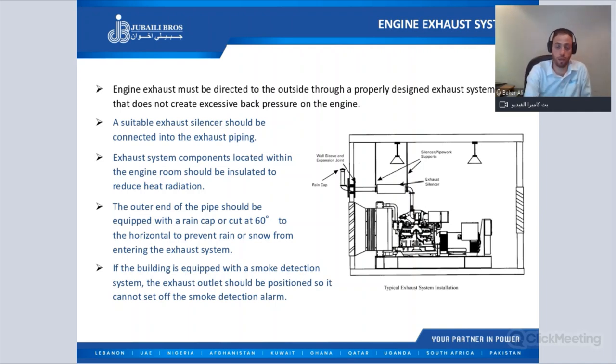Also in our projects, we are using Rockwool mat. This Rockwool mat has a density of 50 kilogram per cubic meter, and the thickness we can use is 50 or 75 or 100 mm. This Rockwool can operate up to 850 Celsius thermal insulation. So all the components inside the room should be insulated with thermal insulation to reduce the heat radiation from the exhaust system. So we can also avoid any overheating inside the generator.